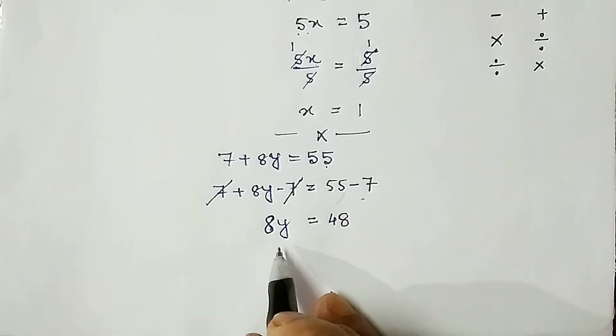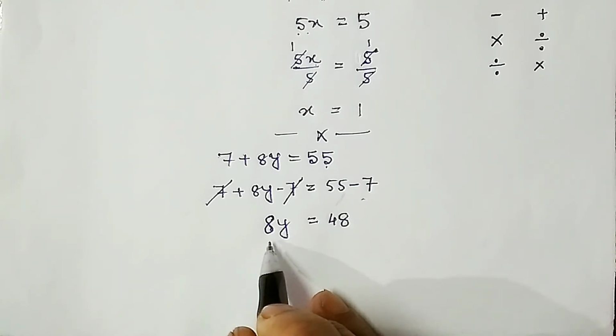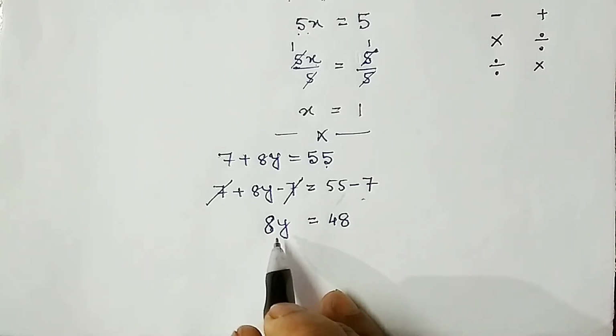Now still, y is not free. Y is still captured by 8. Here it is 8 into y. And we know the enemy of multiplication is division. So we have to divide both sides by 8 to remove this 8.